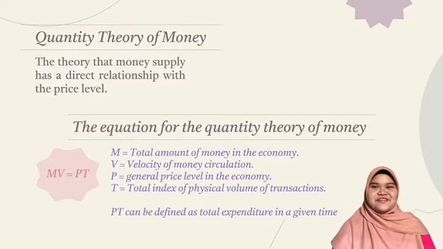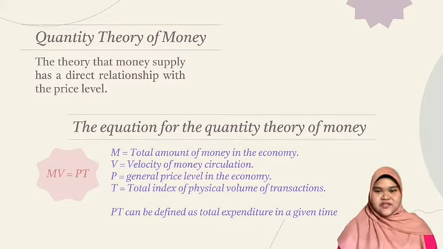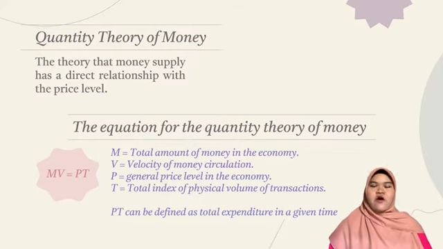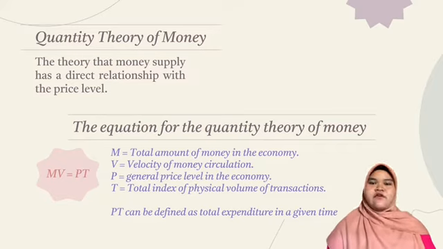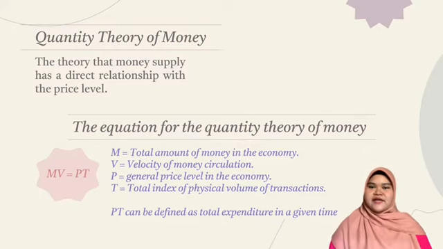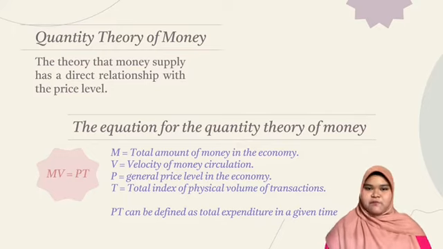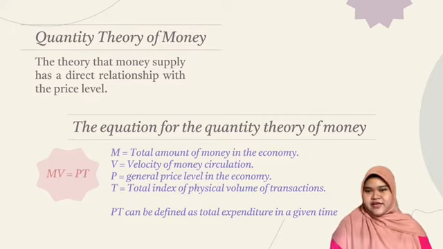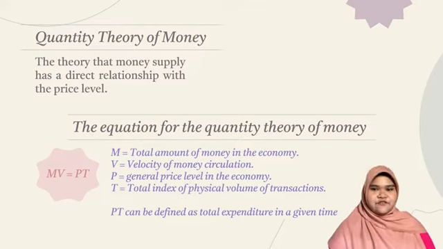The equation for the quantity theory of money can be described by MV equal PT, where M is total amount of money in the economy, V is velocity of money circulation, for example, how many times money gets exchanged for goods or services. P is general price level in the economy. T is total index of physical volume of transaction. PT can be defined as total expenditure in a given time.